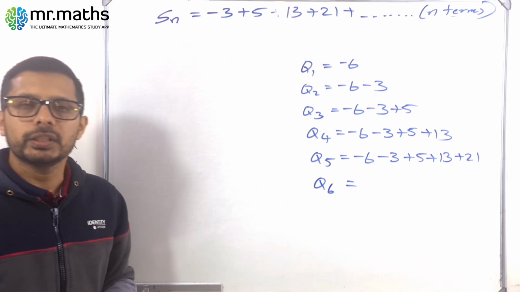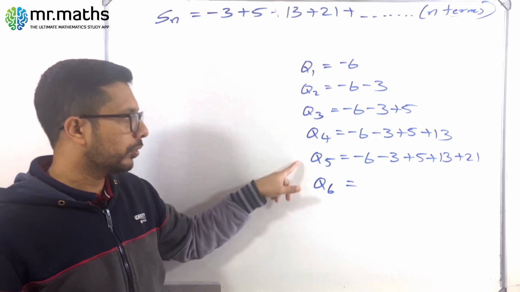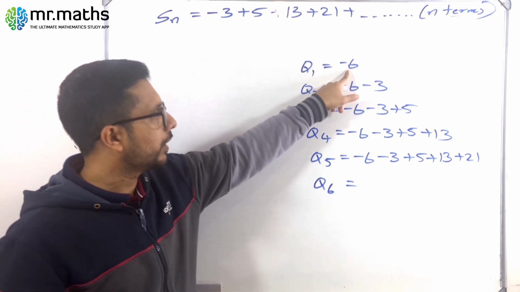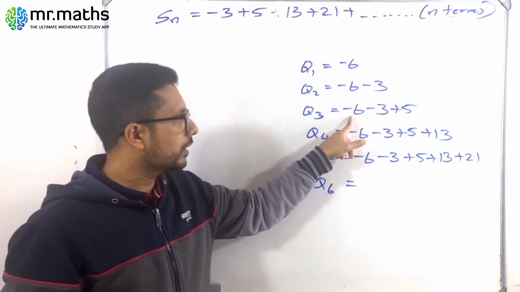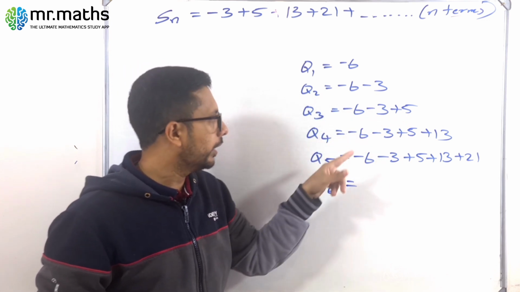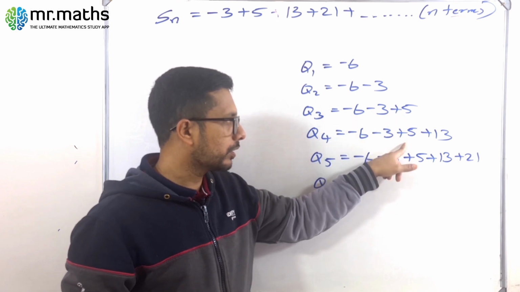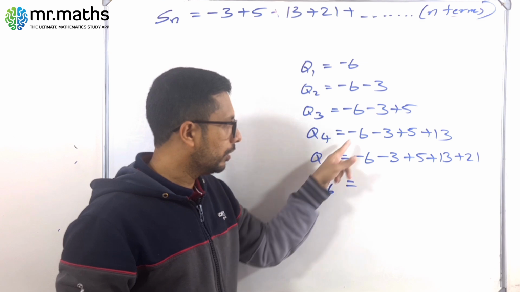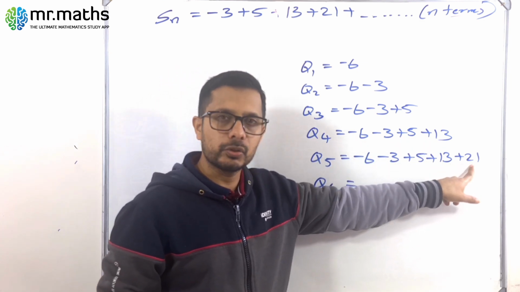Okay, so there is another pattern given like this, and they call these q1, q2, q3, q4, q5, like that. What is q1? Minus 6. q2, minus 6 minus 3. q3, minus 6, can you see that this one is repeating? Minus 3, then plus 5. Then q4: minus 6 is repeating, minus 3 is repeating, plus 5 is repeating, then there is a plus 13. q5: minus 6 minus 3 plus 5 plus 13, then there is a 21.